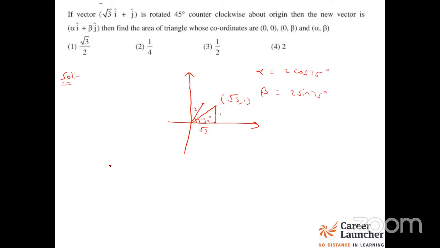Now what will be the area of this triangle? Area is half base into height. So if you apply half base into height, it will become half alpha into beta. So half of 2 sin 75 into 2 cos 75. So one 2 is cancelled. 2 sin a cos a will become sin 2a, which will become sin 150. How much is sin 150? Same as sin 30, which is half. So the area of this triangle will become half.